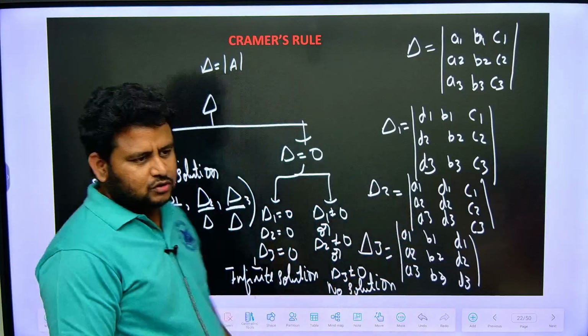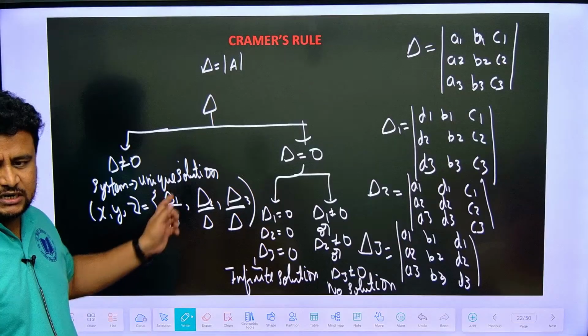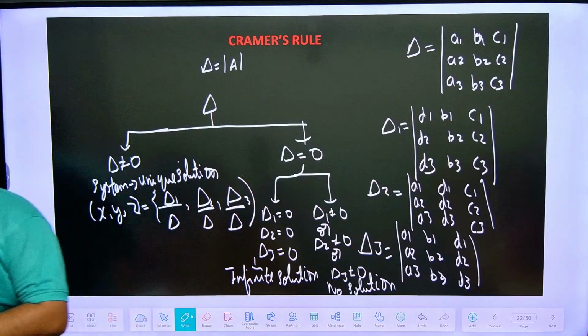Clear? So, like you told, x, y, z how to find? Not delta by delta 1, it is delta 1 by delta, delta 2 by delta, delta 3 by delta. Clear? Understood? Okay.